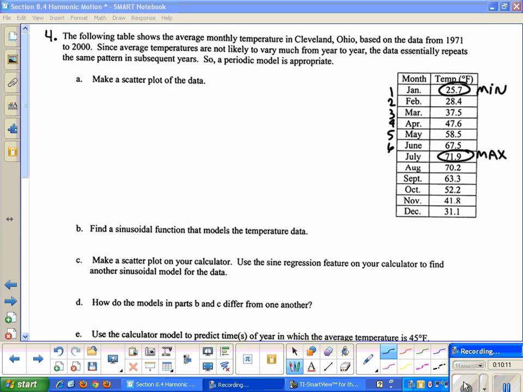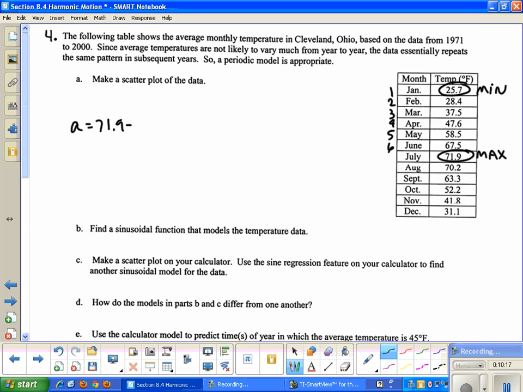So in my chart, I found my maximum and minimum value. So I know that the amplitude is equal to my maximum minus my minimum divided by 2, which would be 23.1. Then my vertical shift, or my D value, would be equal to my maximum plus my minimum divided by 2, which would be equal to 48.8.